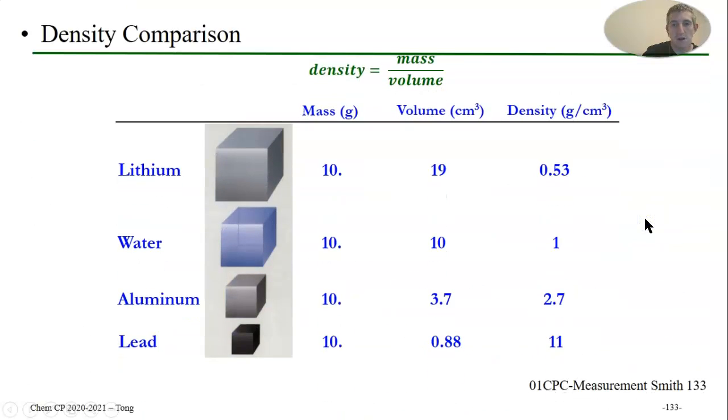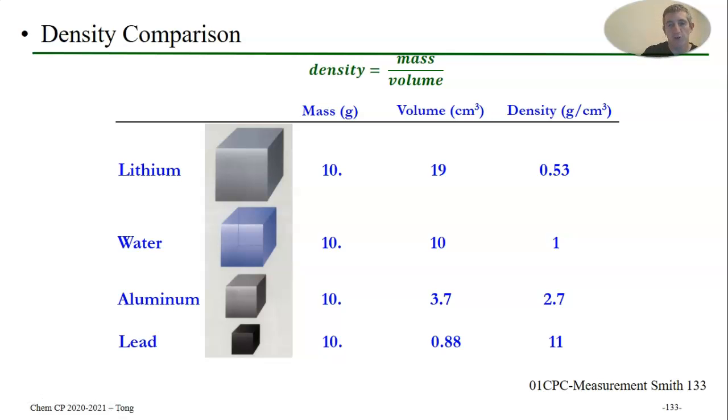Now here are some numbers with density. Again, here we have 10-gram blocks of a few different substances, 3 elements and a compound. Here's the mass, they're all 10 grams, but notice the volumes are all different. And so when we do the calculation, mass divided by volume, we get different ratios here. So even though they all have the same mass, the densities aren't the same.